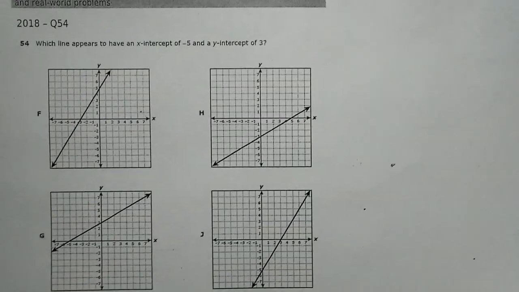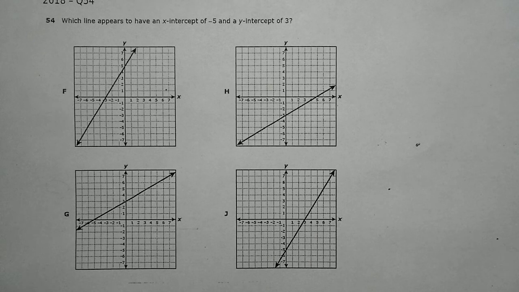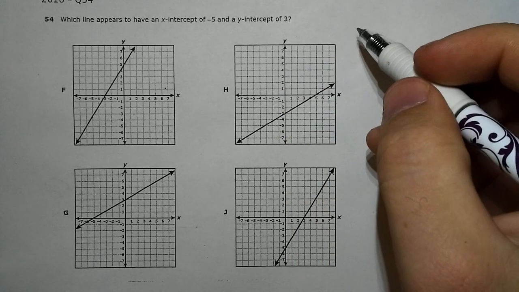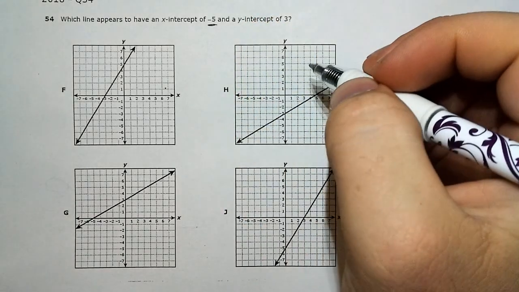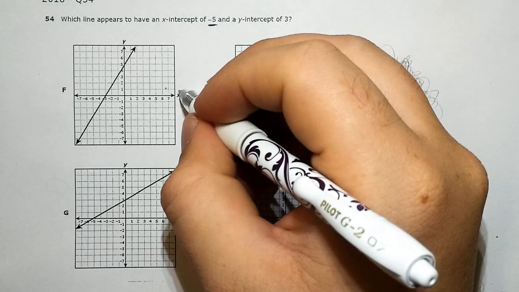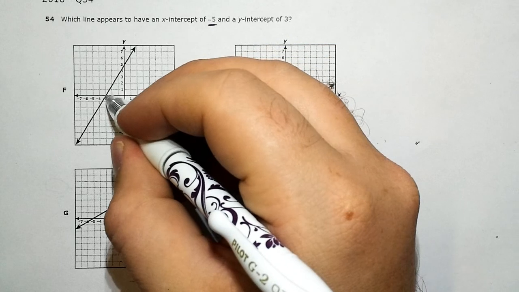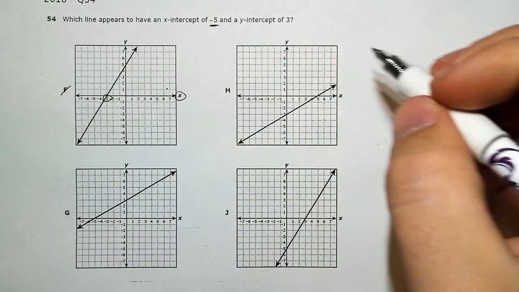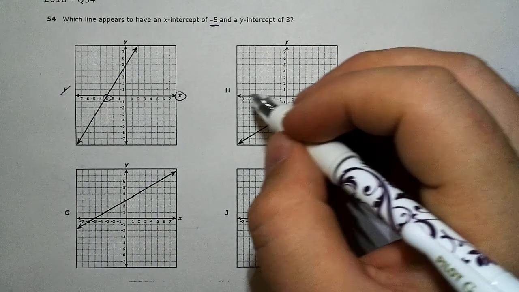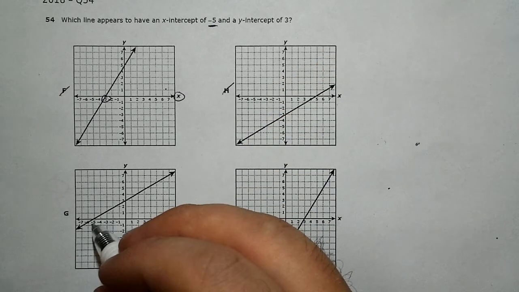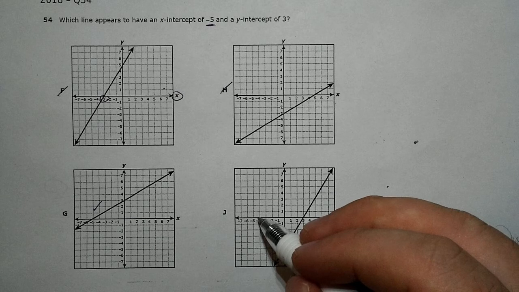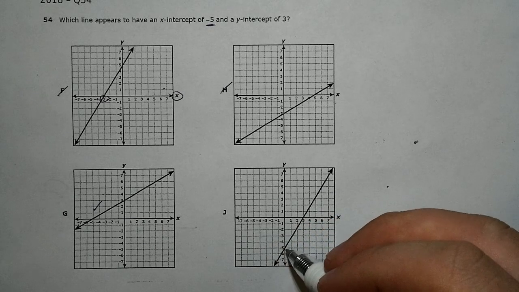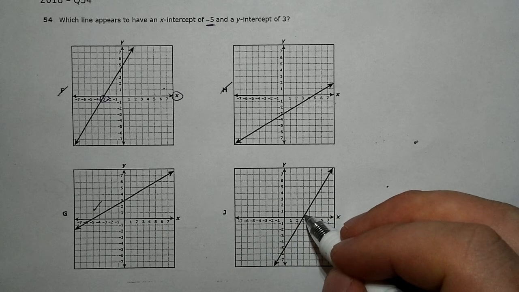One more question. It says, which line appears to have an x-intercept of negative 5 and a y-intercept of 3? Well, for an x-intercept of negative 5, it needs to hit the x-axis at negative 5. So I look. This one hits at negative 3, not this one. This one hits at positive 5, not this one. This one hits at about negative 5, so that part works. This one doesn't hit at negative 5, it hits at positive 3.